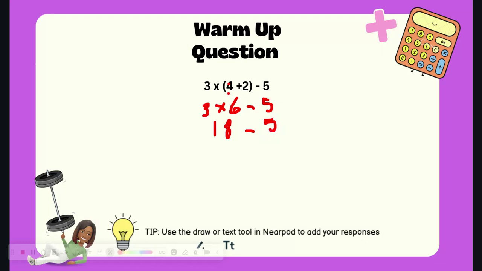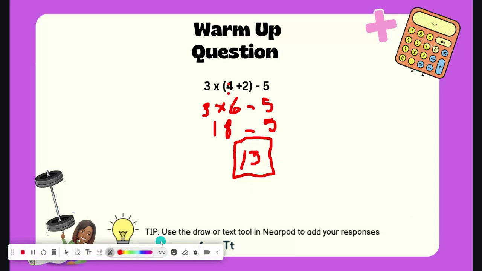Now I can subtract as my final step because I do not have any addition. 18 minus 5 is 13. So your final answer should have been 13. And I like to put a box around mine so that I know this is my answer.